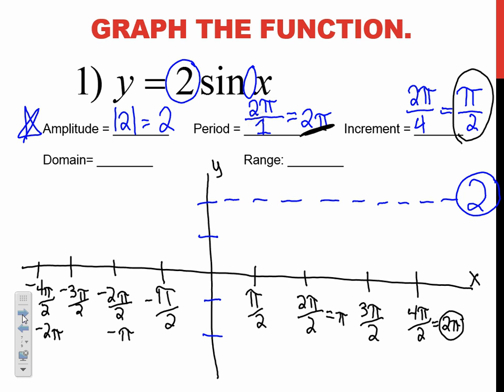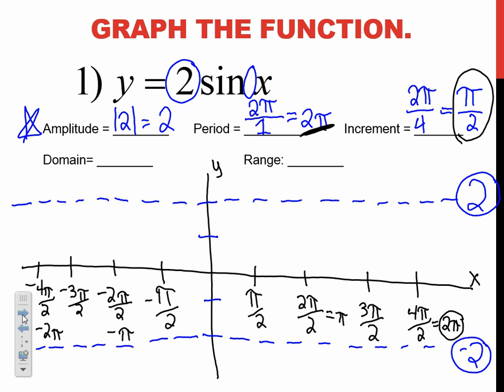Positive 2, circle it, that's how far up I went. And on the bottom, I'm going to go negative 2, so I'll put that here, circle it, I went negative 2 down there. So my tallest I get is 2, the lowest I get is negative 2. You have to do it same color every time.